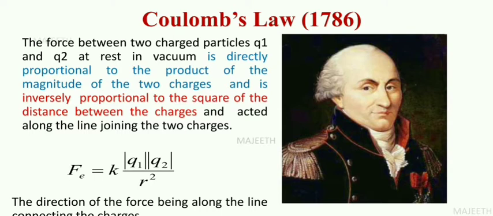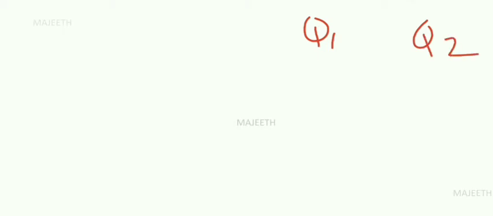Now we go to Coulomb's law. Let us assume that we have two static charges located in space. Those charges are Q1 and Q2. They are static charges. That means they are not moving, they are in a stationary position and their position is fixed in space. Let us assume that the distance between the two charges is r.